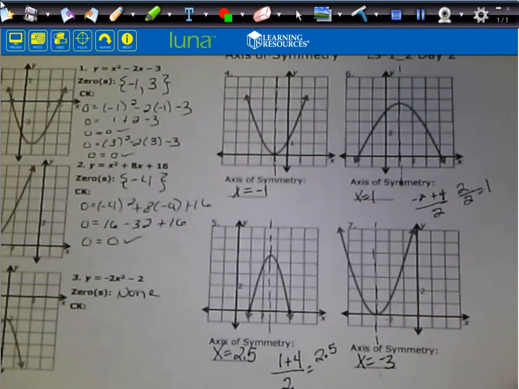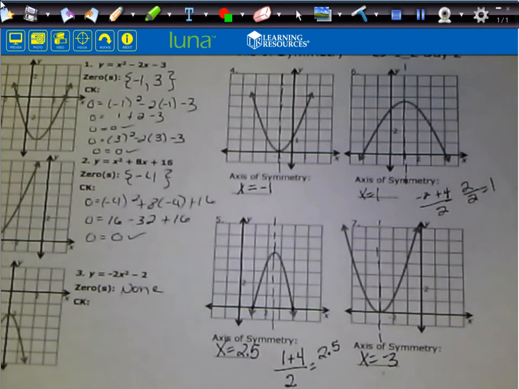And if you do not write x equals on your tests, as we go forward, then that's not a sufficient answer and it will not be correct. So on your homework and your test, just make sure your axis of symmetry is always going to be x equals that number. And it's x equals because it's the line that cuts it in half. It's the actual line, so it has to have the x equals with it.